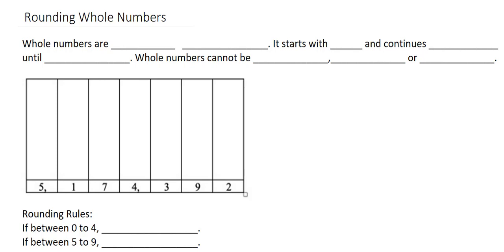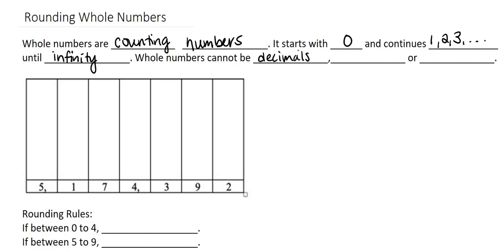Rounding whole numbers. Whole numbers are counting numbers, and it starts with 0 and continues on. So like 1, 2, 3, and so forth until infinity. Whole numbers cannot be decimals, fractions, or negative.